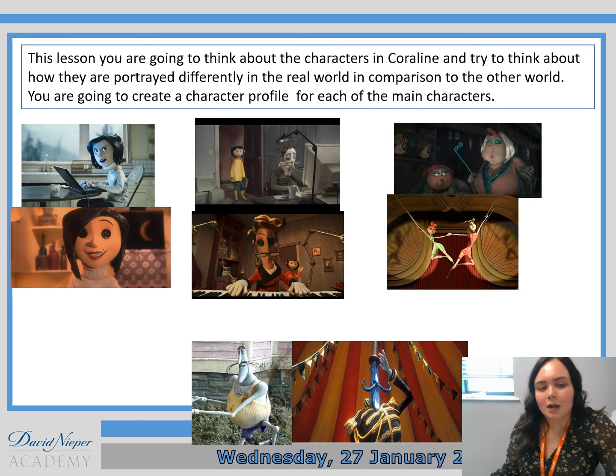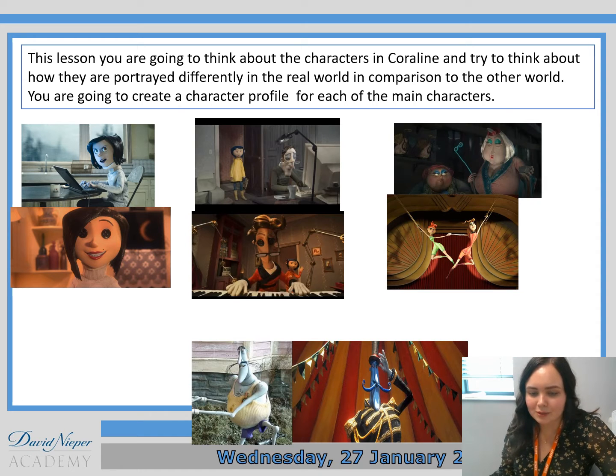So we are going to look at Coraline's mother and her other mother. We're going to look at Coraline's father and her other father. We're going to look at Miss Spinker, Miss Forcible and the other Miss Spinker, Miss Forcible, and then the crazy old man from upstairs and the other crazy old man from upstairs.